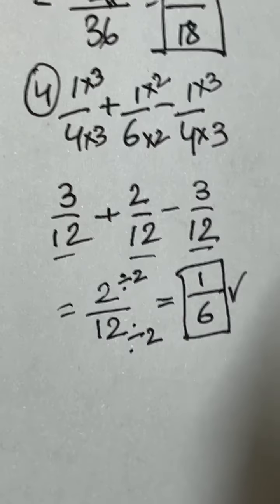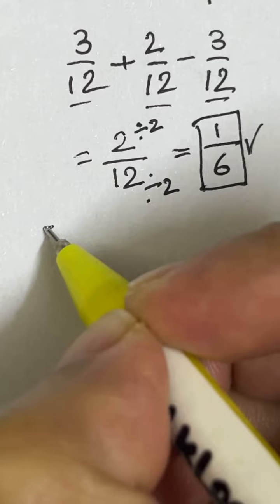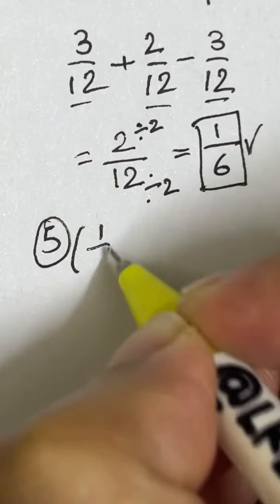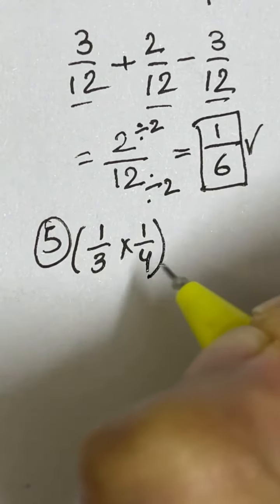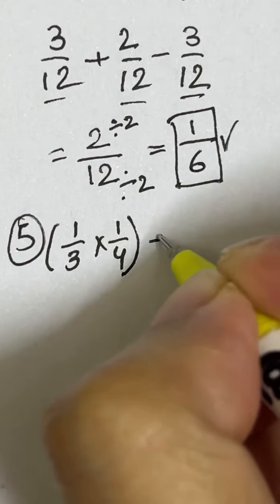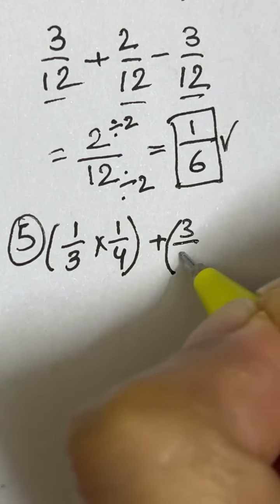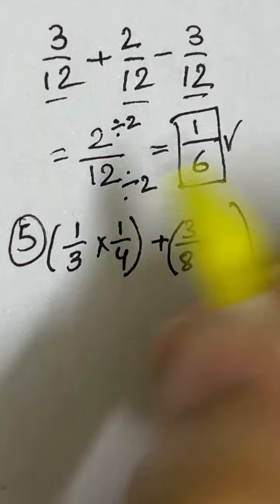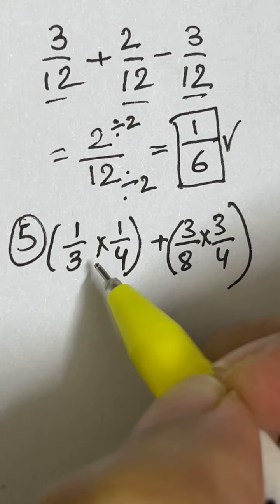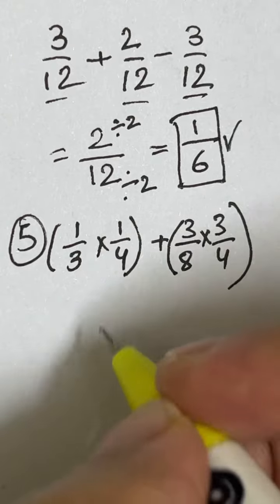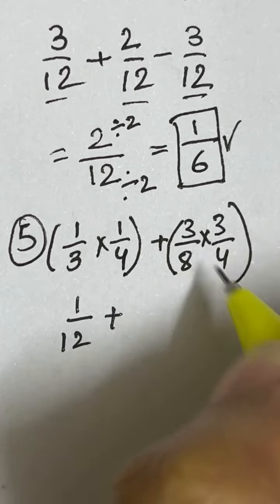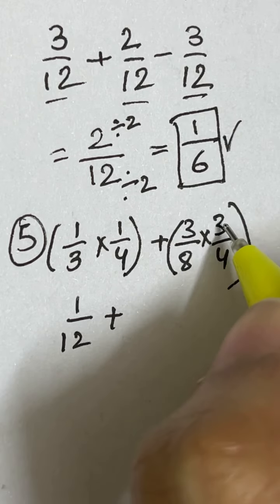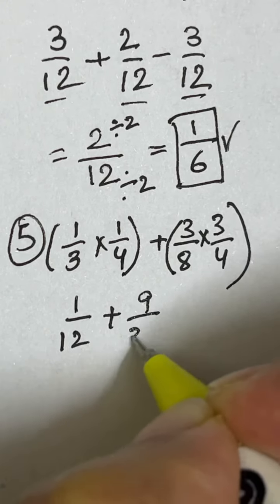Okay, let's see one more question on this. Question number 5. Suppose you have 1/3 times 1/4 plus 3/8 times 3/4. Okay, now here you have multiplication, so no need to take out LCMs. 3 times 4 is just 12. Write down 1 over 12 plus, here also there's multiplication, so no need to take LCMs. 3 times 3 is 9. 8 times 4 is 32.